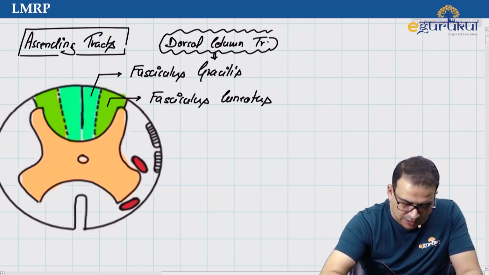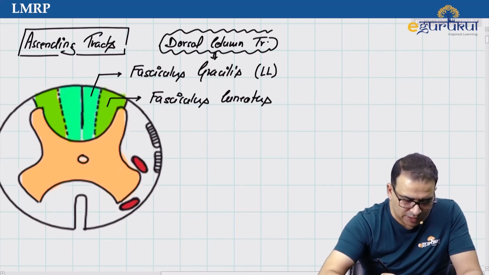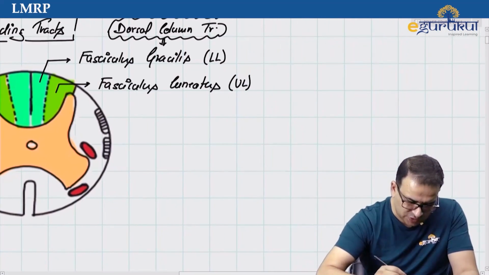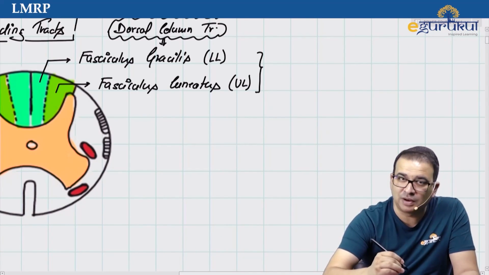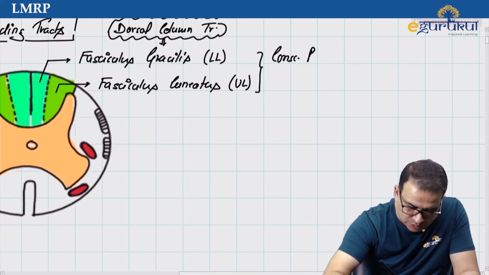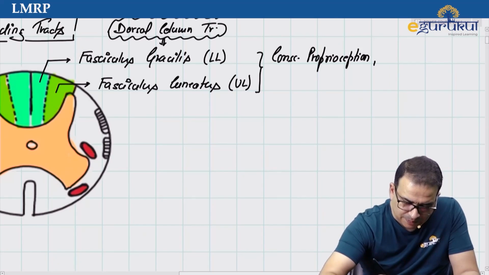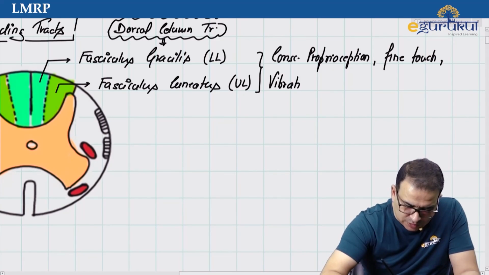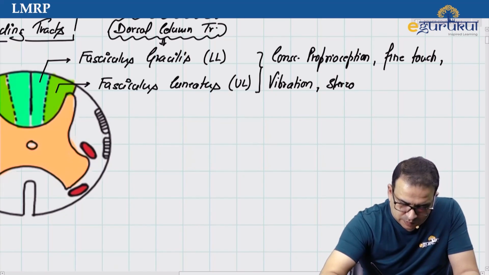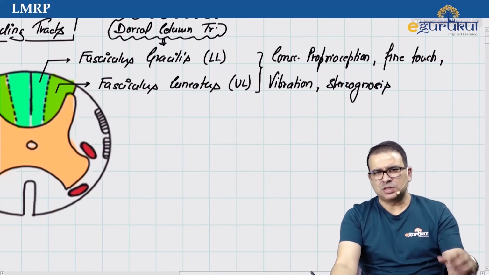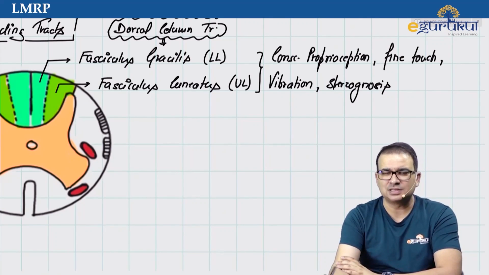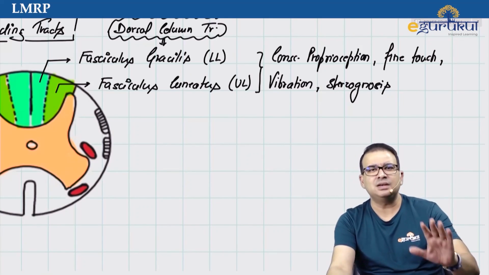Now guys, fasciculus gracilis carries fibers coming from the lower limb, and fasciculus cuneatus carries fibers coming from the upper limb. That's the difference. The function of the dorsal column tract, whether gracilis or cuneatus, is to carry, number one, conscious proprioception. Number two, fine touch, vibration, stereognosis, and to some extent pressure also. That's the main thing carried by the dorsal column tract.